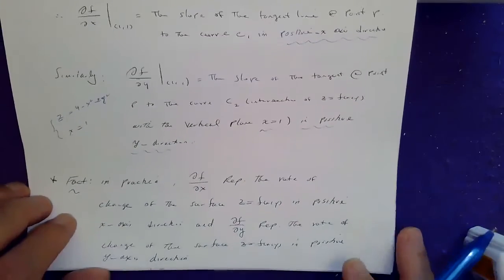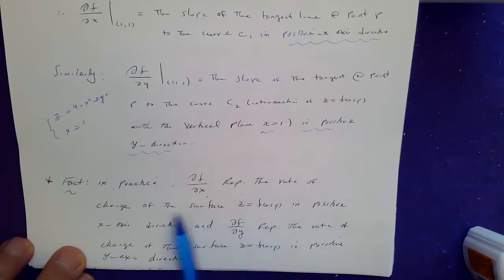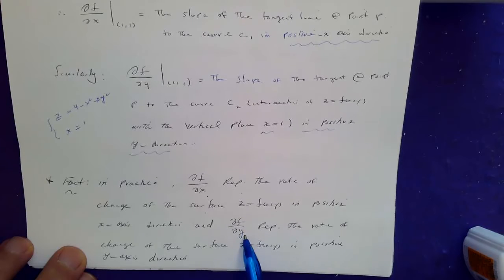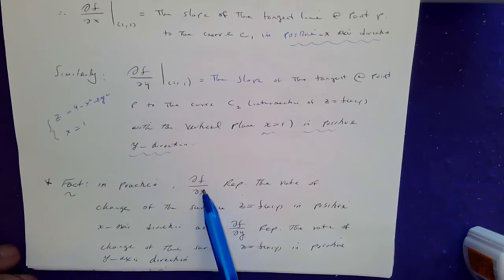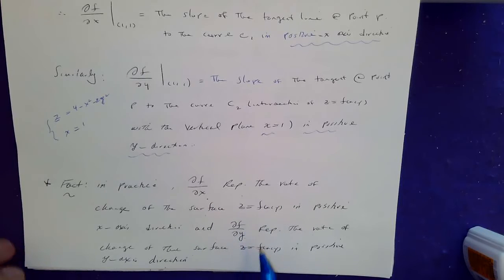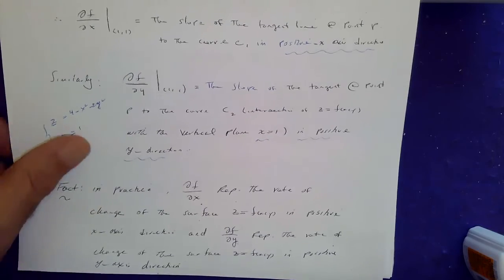So in practical problems, the partial derivative of f with respect to x represents the rate of change of the surface in the positive x direction, and the partial derivative of f with respect to y represents the rate of change, how fast the surface is changing, in the positive y direction. So partial derivative of f with respect to x is the rate of change in the positive x direction, and partial derivative of f with respect to y is the rate of change of the surface in the positive y direction.